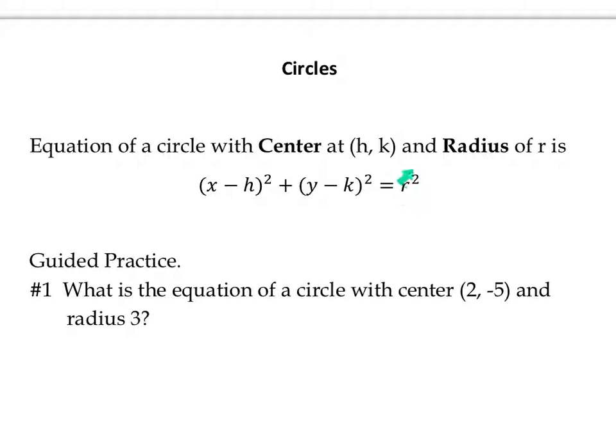And then r squared is what the equation of the circle will always be equal to. R is the radius. Remember, it's always r squared. Okay, so we're going to see this equation here and how we can use it in different situations with circles.